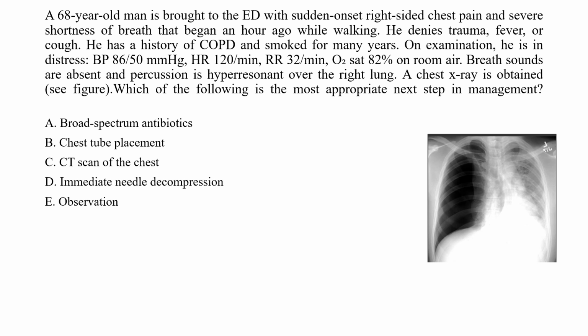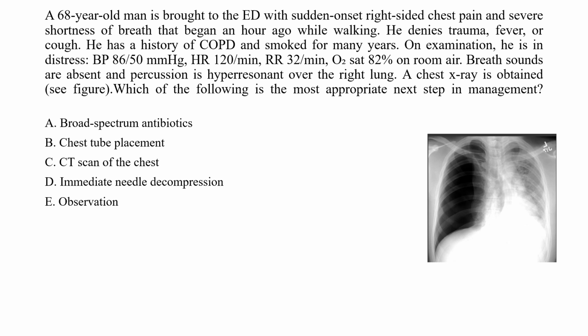Now the chest X-ray here shows right-sided lucency and leftward mediastinal shift. This patient presents with sudden onset unilateral chest pain, severe dyspnea, and hemodynamic instability, which is a key sign of a life-threatening condition. Now his history of COPD and smoking increases the risk of a spontaneous pneumothorax. And on examination, the absent breath sounds and hyperresonance point towards air trapped under pressure, which is a tension pneumothorax. So this patient has pneumothorax.